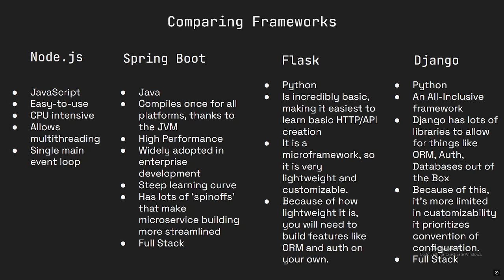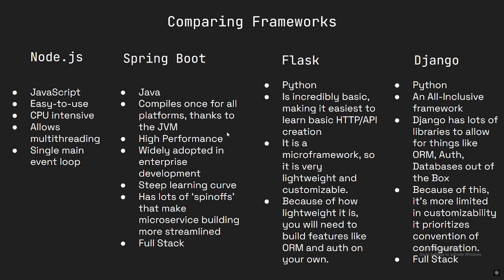So just to go over them real quick, Node is JavaScript, easy to use, but it is CPU intensive. It allows multi-threading if you do it properly. It has a single main event loop. Spring Boot is Java, compiles once for all platforms thanks to the Java Virtual Machine. High performance, widely adopted in enterprise development, has a steep learning curve because of that, but it also has lots of spin-offs that make microservice building more streamlined, and it is a full stack framework.